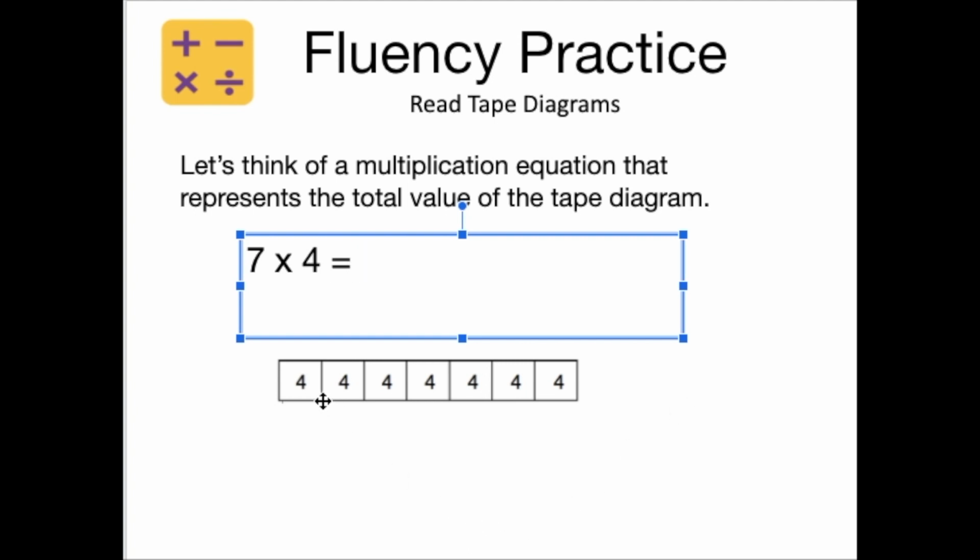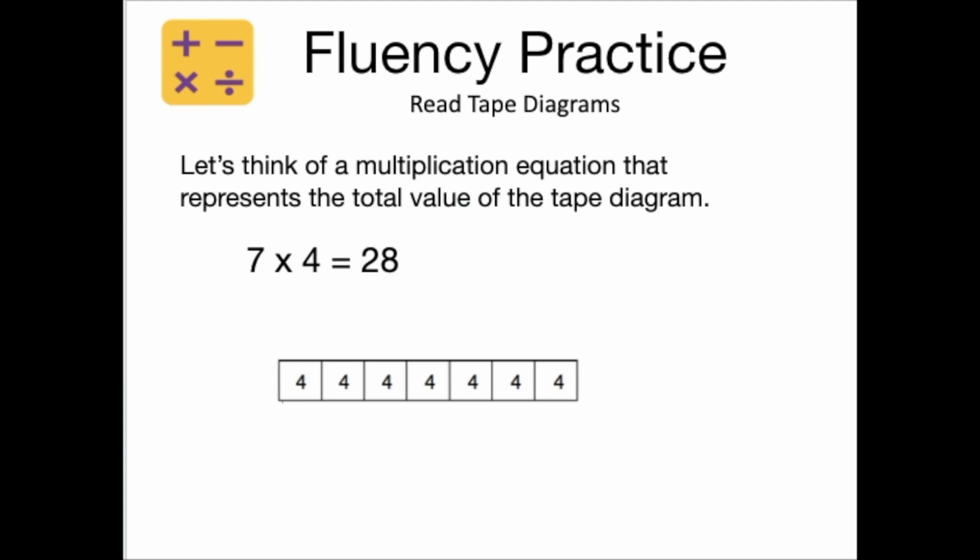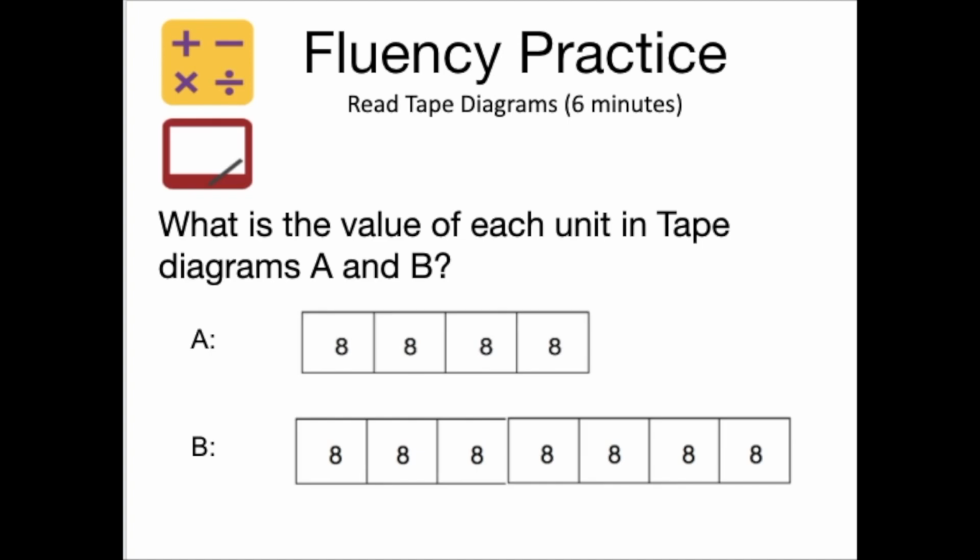Now I could either skip count 4, 8, 12 onto the last number, or I could solve this multiplication problem. 7 times 4 equals 28. We're going to keep on practicing.